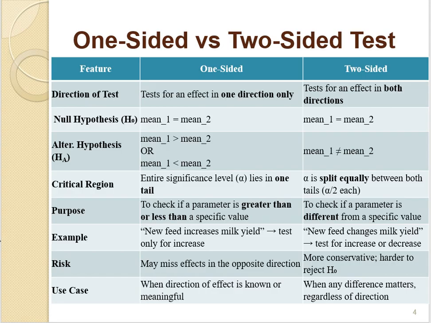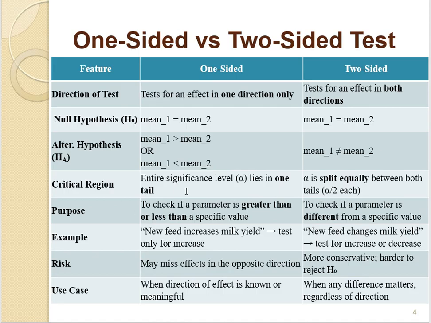For example, the null hypothesis is the same in case of one-sided and two-sided, but if you look at the alternate hypothesis, they are different. In case of one-sided, we have only a one-sided alternate hypothesis: mean 1 is greater than mean 2, or mean 1 is less than mean 2. So one of these two would be the alternate hypothesis in case of one-sided test. While in case of two-sided test, mean 1 would not be equal to mean 2. They can go both sides.